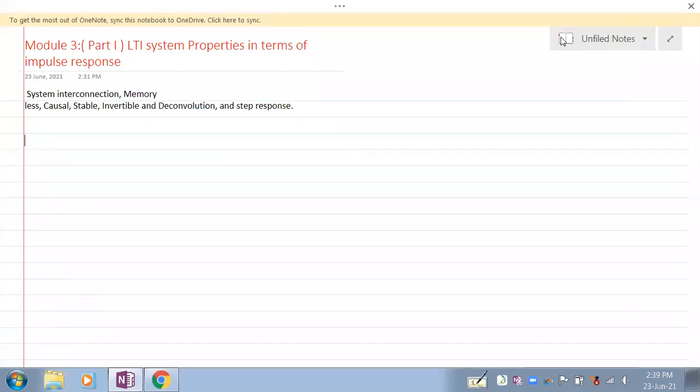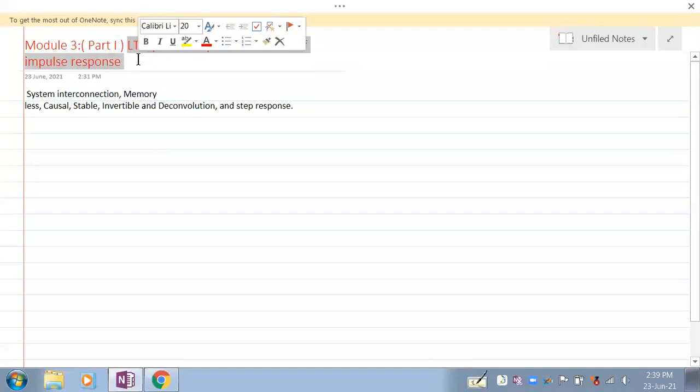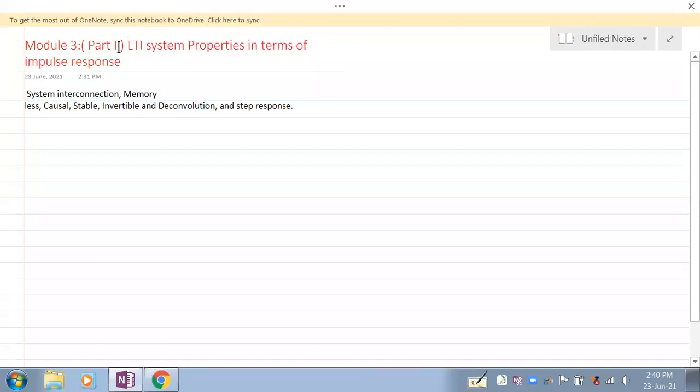So we are starting with the third module in which there are two parts. One is LTI system properties in terms of impulse response, and the other one is Fourier series, continuous time Fourier series. So that we shall deal with later. Fine. So first we shall see system interconnection and properties of systems and step response. So all this we shall see in this particular module.